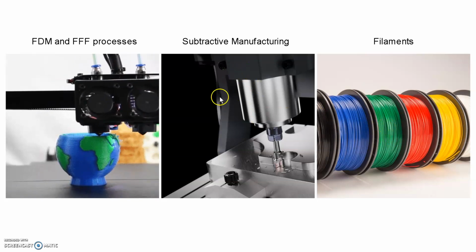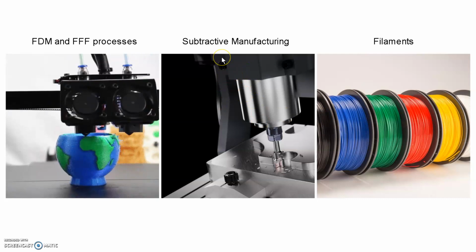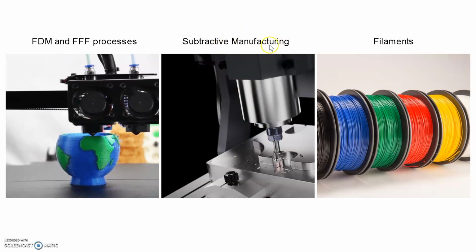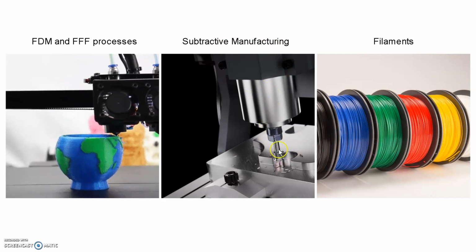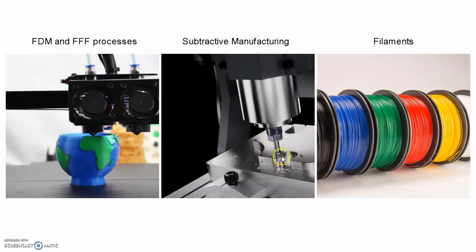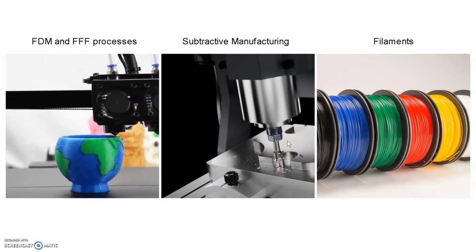In the middle, we see there is also subtractive manufacturing, which is where material is put there, and then the 3D printer makes designs in it, like holes or anything, whatever the person needs.